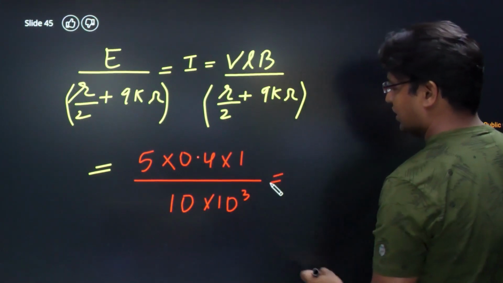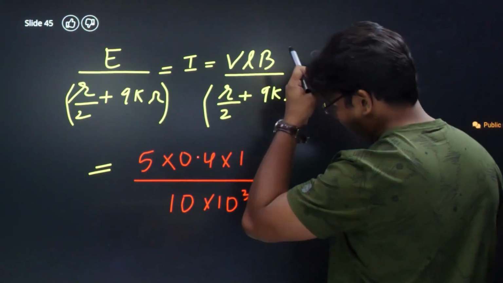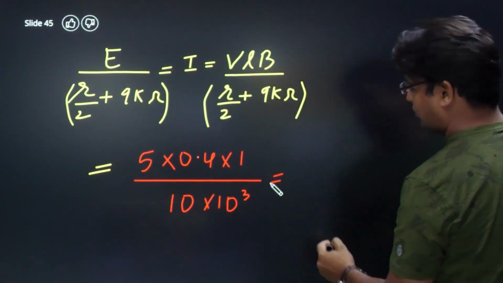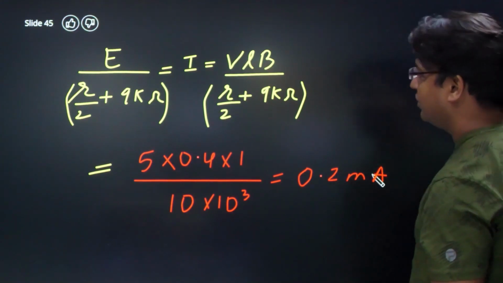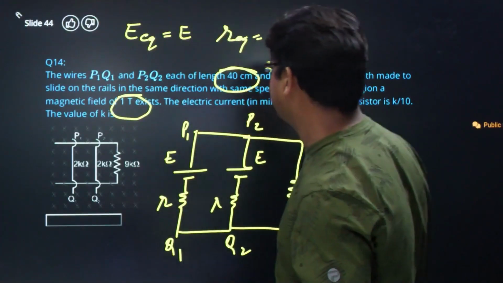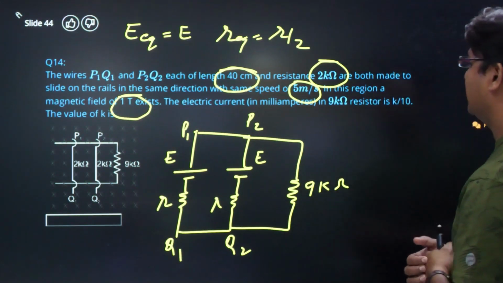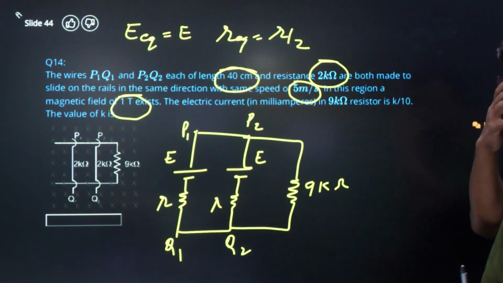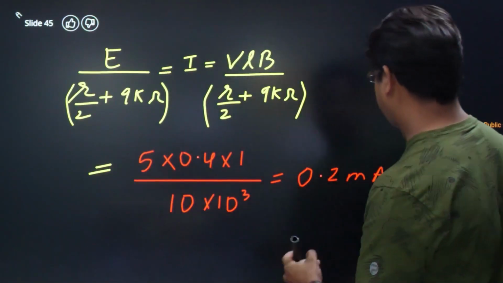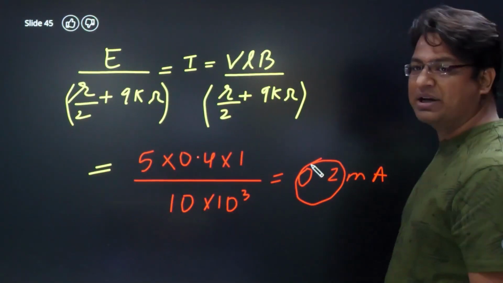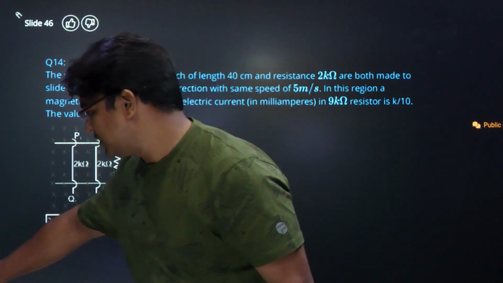Alright, so the current that we get, how much is the current? So 5 into 0.4 is 5 into 2, 0.2. So that is 0.2 milliampere. Now, in what unit do we need to answer? It says K by 10 milliamperes. Alright, so we have found, so this is K by 10. So if this is K by 10, then K is 2. Okay, so the answer to this question would be 2, as we can see here.